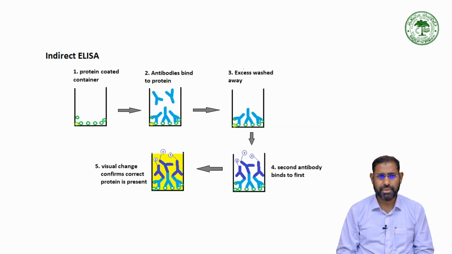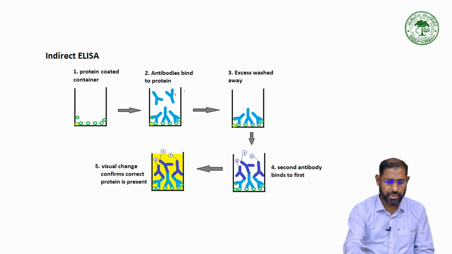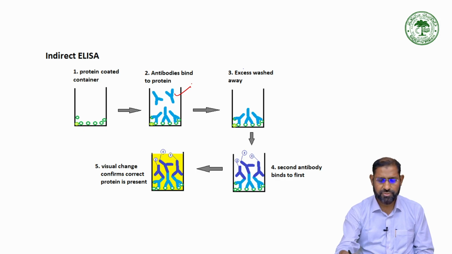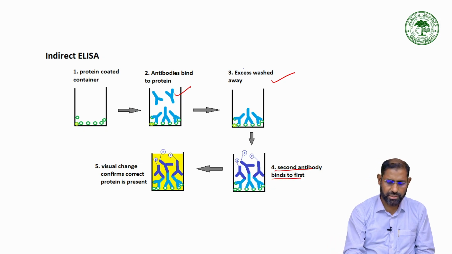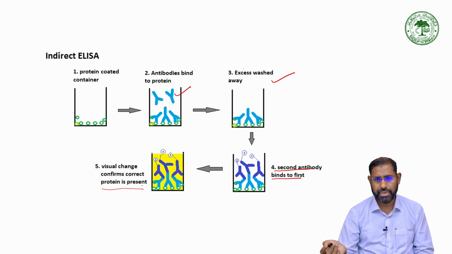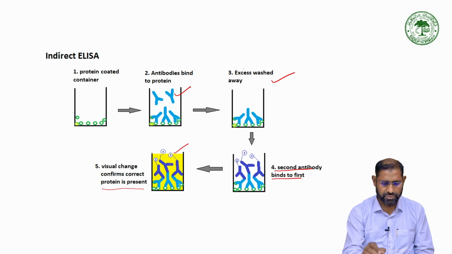This is indirect ELISA. The protein is coated on the container, then antibodies bind to the protein. Excess is washed away. Then we add a secondary antibody, which binds to the first one and forms a sandwich. Then we add the substrate, and a visual change confirms the correct protein is present. The enzyme is attached to the secondary antibody, so when we add the substrate, its color is going to change.